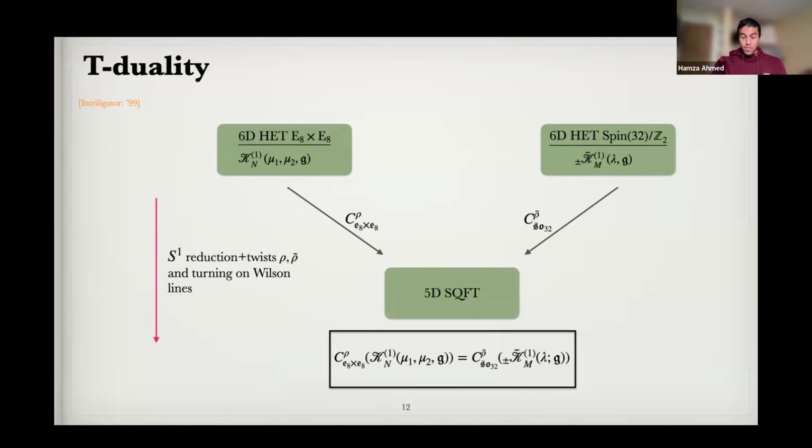And indeed, one of the main goals of this work was to study the structure of this map when rho and rho tilde are non-trivial, when you have non-trivial twists. And as we'll see later, this enriches the landscape of T-duality of heterotic LSTs. In particular, we get many more T-duals. All right.